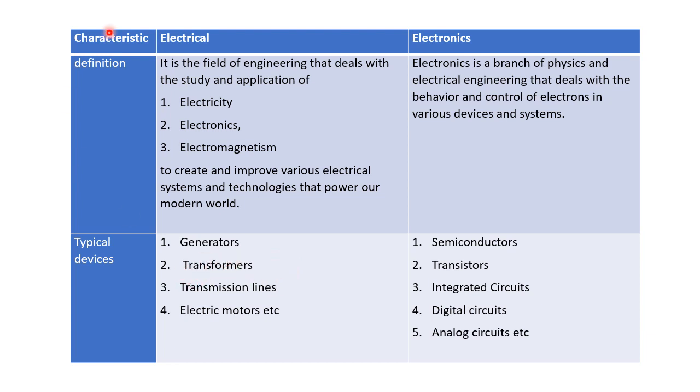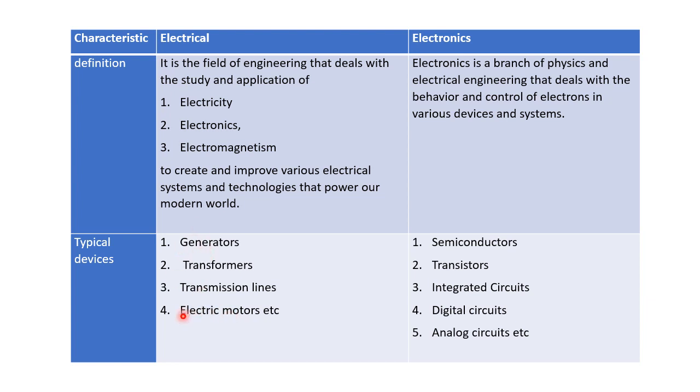Transformers are one of the typical devices that we use in electrical. Basically the function of a transformer is to step up and step down the voltage for the efficient distribution of the electricity. Transmission lines are the lines that carry the electric power over long distances, like from the power plant to substation and then to our homes and businesses. Electric motors are again one of the important parts that converts electrical energy into mechanical energy.